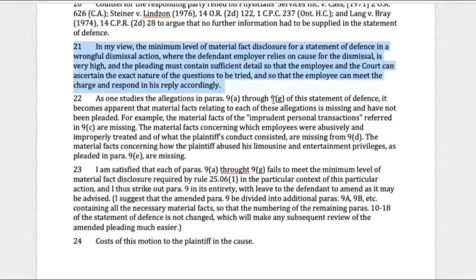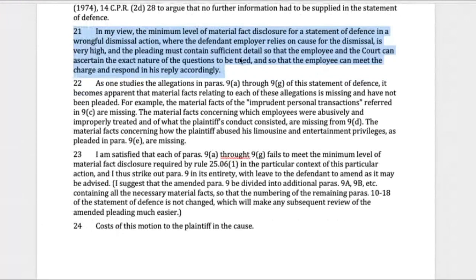Okay, so this statement of defense was not good enough according to the court. Instead of granting the motion for particulars, the court struck out the defense and granted leave to amend, which basically means the defendant gets another chance to issue their statement of defense.